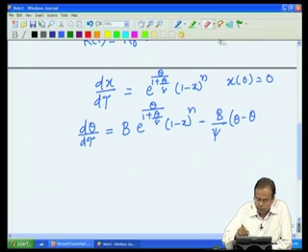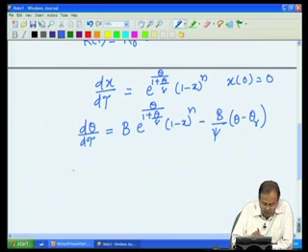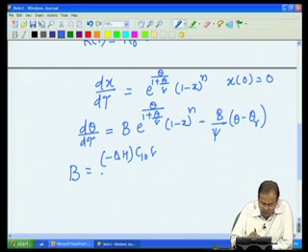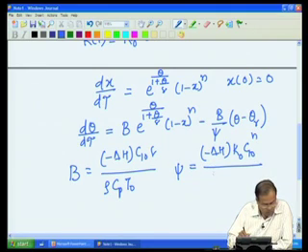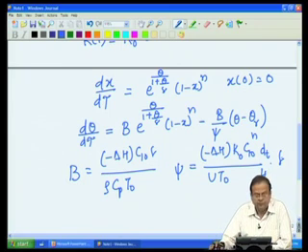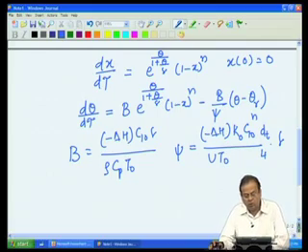Here theta is my dimensionless temperature, tau is my dimensionless residence time. What is my B? My parameter B is minus delta H naught into C10 gamma divided by rho Cp into T naught, and my parameter psi, which is appearing in the second equation, is minus delta H k 0 C10 raised to n by U T naught into 4 dt by 4 into gamma. Now, the reason for writing this in this particular manner will become clear.